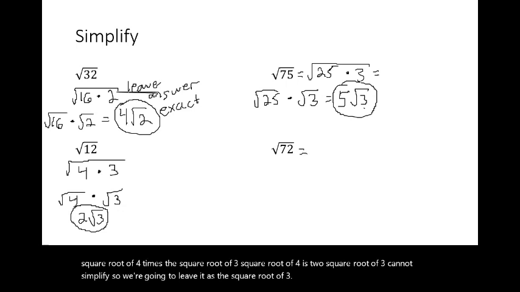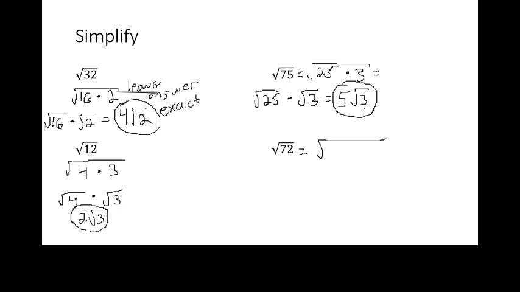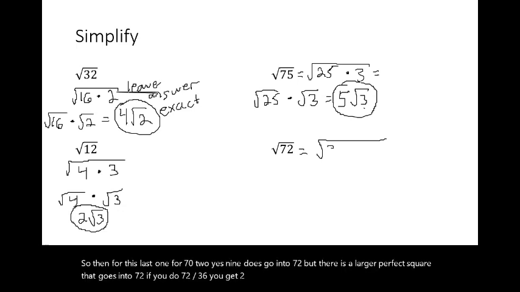So then for this last one, for 72, yes, 9 does go into 72, but there is a larger perfect square that goes into 72. If you do 72 divided by 36, you get 2. So I'm going to rewrite 72 as 36 times 2.